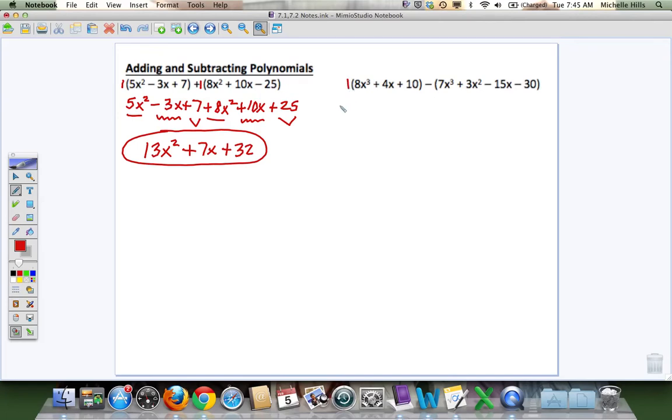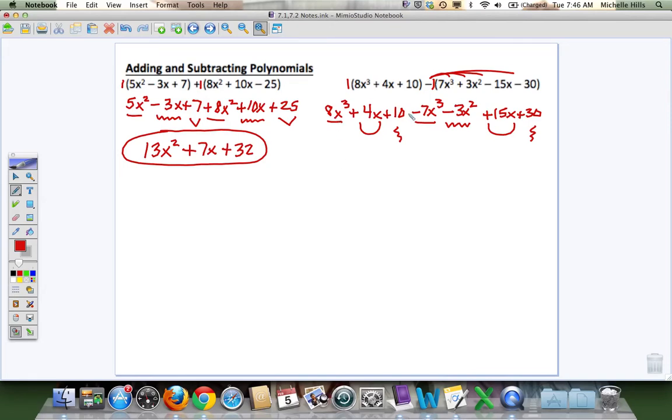So positive 1 in front of this set of parentheses is going to give me 8x cubed plus 4x plus 10. With the minus here, though, this is like distributing a negative 1 to everything in the parentheses. So it's minus 7x cubed minus 3x squared plus 15x and plus 30. Don't forget to distribute the negative 1 to everything in the parentheses. So I've got an x cubed term in each of these. I've got just a single x squared term. I've got an x term here and an x term here. And then I've got my constants.